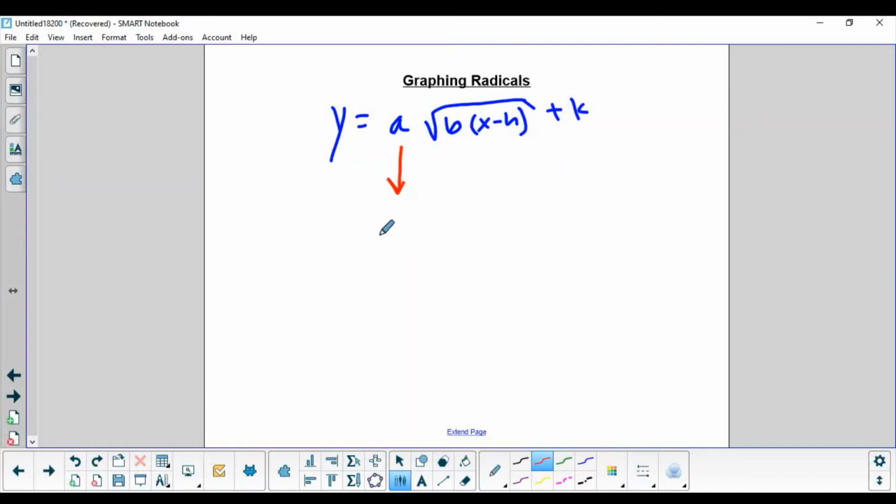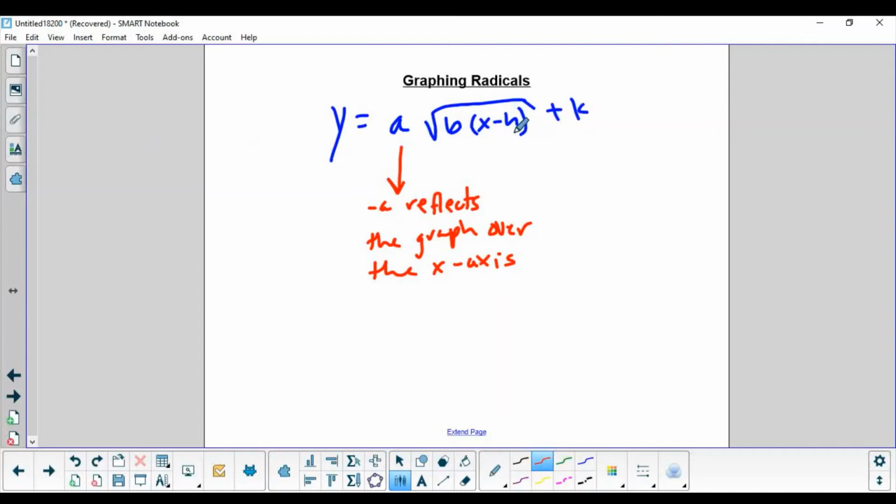Negative a reflects the graph over the x-axis. And positive a is just exactly what the parent is. It will give you a graph that looks more similar to the parent function. The b would be horizontal shifts and reflections.